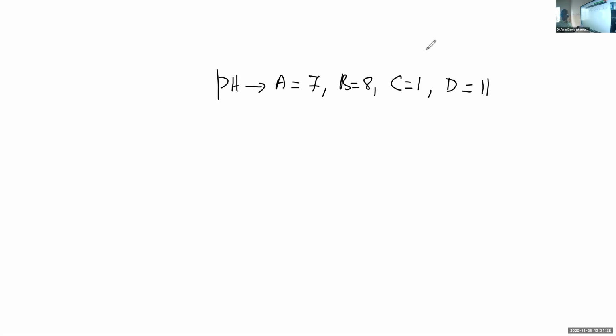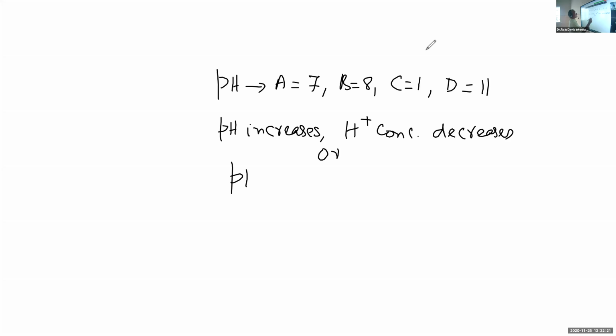But in the question, you are asked to arrange in the increasing order of hydrogen ion concentration, not in the order of pH. You know, when pH increases, then hydrogen ion concentration decreases. Or when pH decreases, vice versa, hydrogen ion concentration increases.